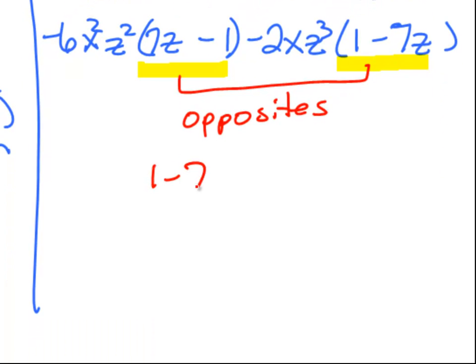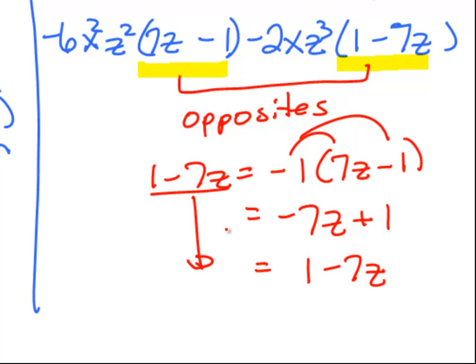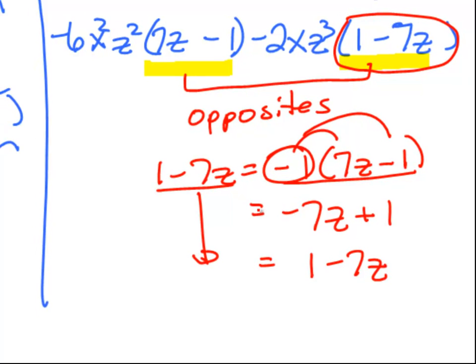Right? 1 minus 7z is the same as negative 1 times 7z minus 1. And again, you can verify that by multiplying it out and, of course, rearranging, and you should see that those are the same. So I can rewrite this using the opposite. Now what is that opposite going to do? It's going to change the sign.